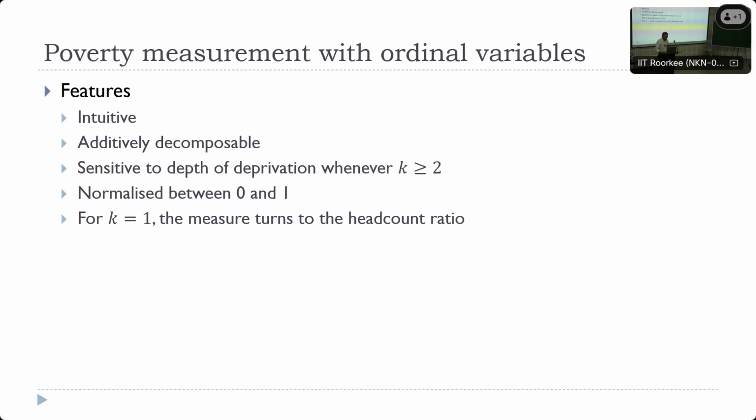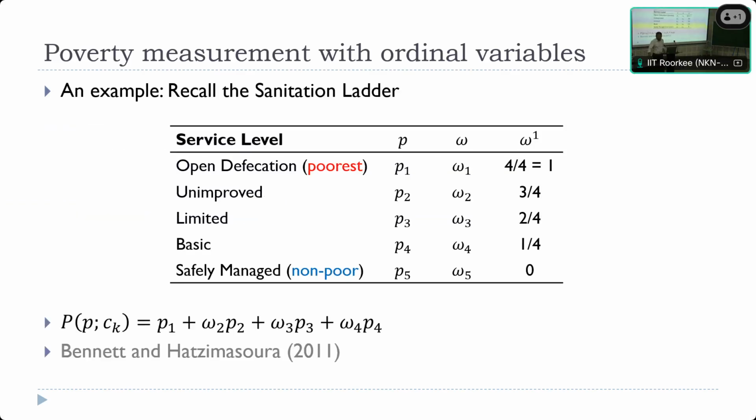Okay. Let me show an example in the next slide. So look at the sanitation ladder. One way of doing weights is just rank-based weights, which was suggested by Bennett and Hatsumasuga. So this is the poorest one. You assign a weight of 1. Second poorest, unimproved, you assign a weight of 3/4, then 2/4, 1/4. And this one doesn't reflect any deprivation, non-poor, you assign a weight of 0.